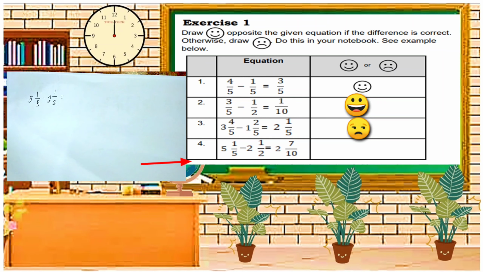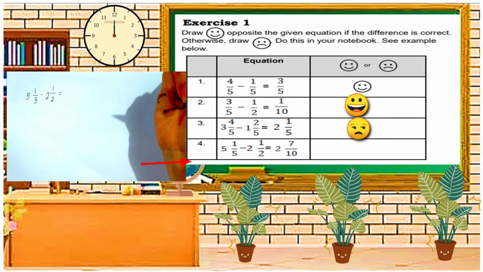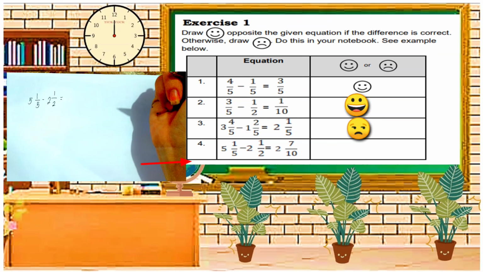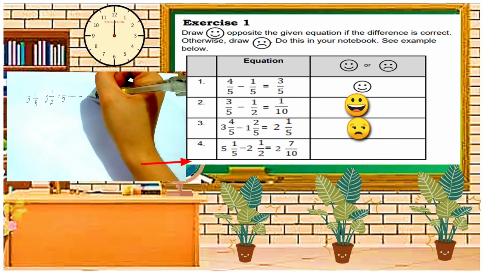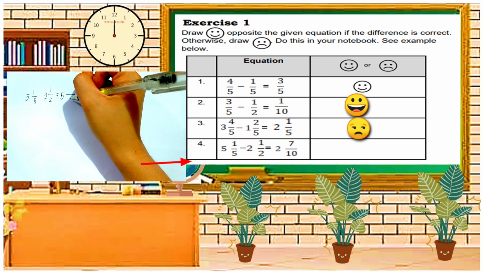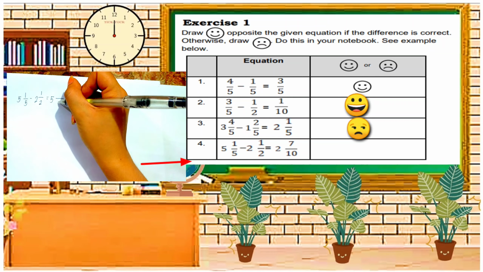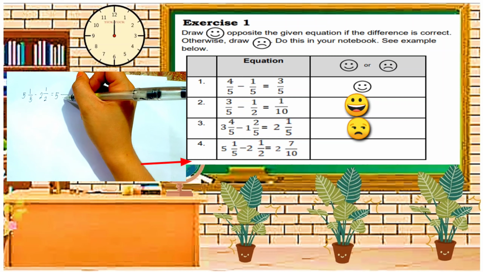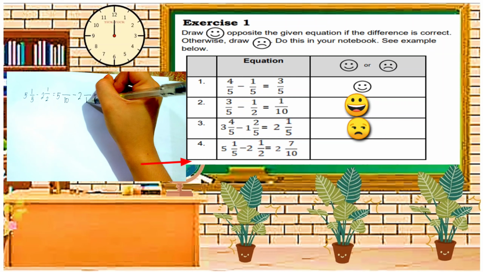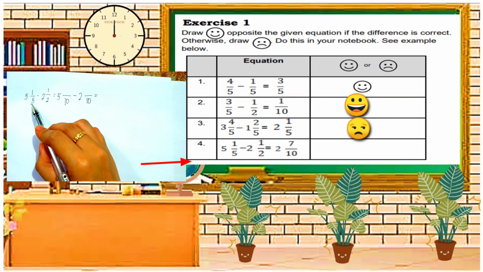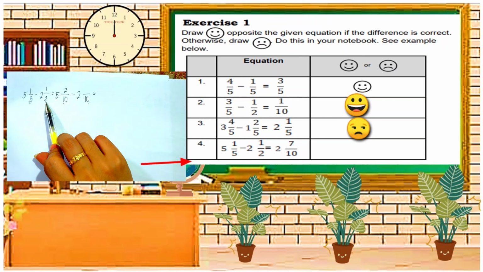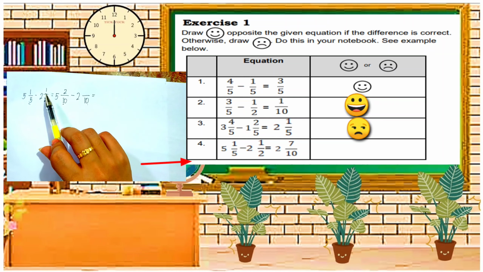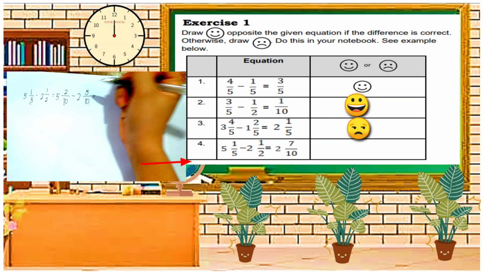Let's subtract 5 and 1/5 minus 2 and 1/2. These fractions are dissimilar fractions, so we will change them to similar fractions. The LCD of these fractions is 10. 10 divided by 5 equals 2, times 1 equals 2. 10 divided by 2 is 5, times 1, 5.